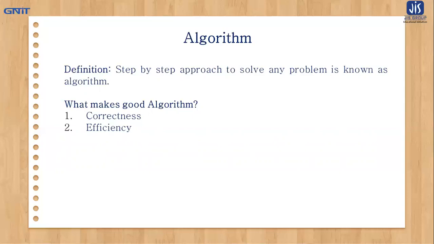So what I want to say is, tea preparation is a problem, and this problem can be solved in several ways, but there are some steps to solve that particular problem. And these steps are known as the algorithm. A step-by-step approach to solve any problem is known as an algorithm. Next, we have to know, if there are several ways to solve a problem, then what will be a good algorithm?